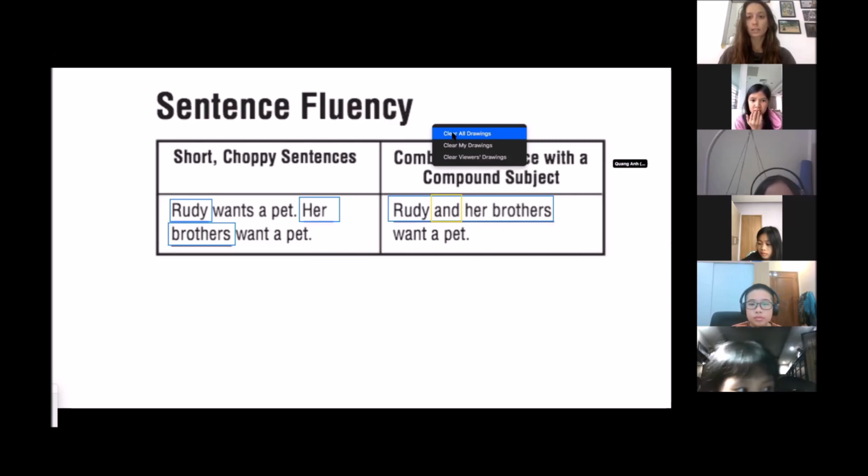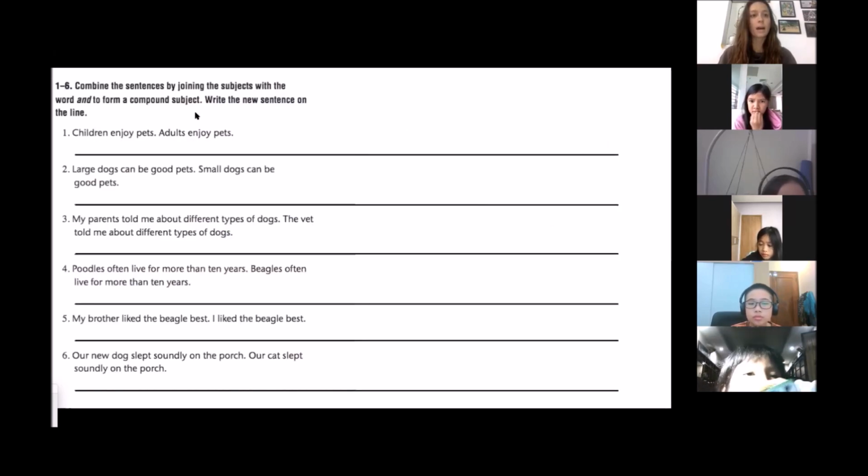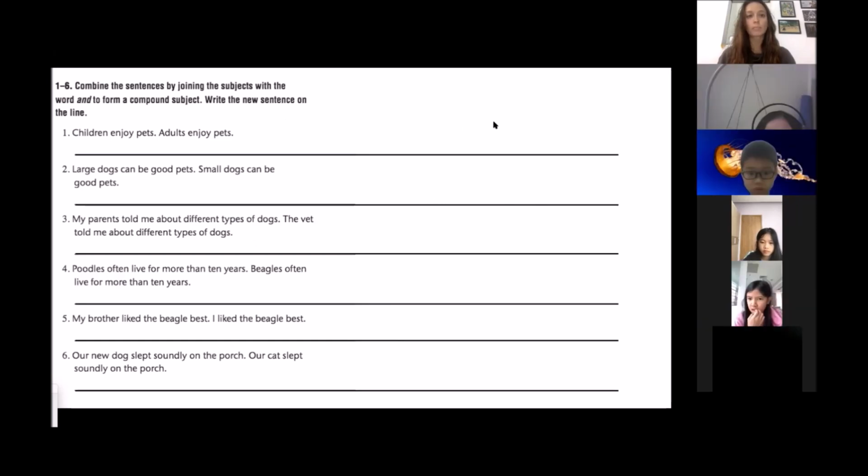So this makes our writing more clear and makes it sound a lot better. So let's do some practice with this. We're going to combine the sentences by joining the subjects with the word and to form a compound subject. So number 1, can you read? Children enjoy pets. Adults enjoy pets. What's our new sentence? Children and adults enjoy pets. Okay, thank you. So now we have a sentence that sounds better.